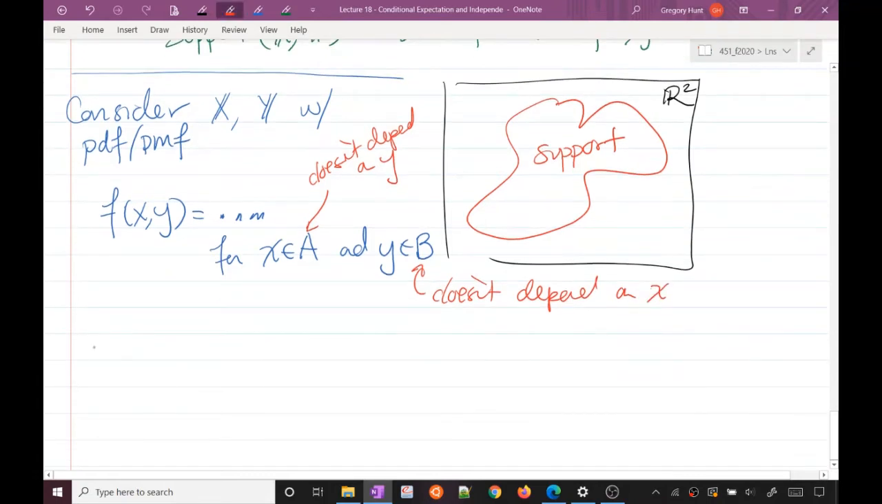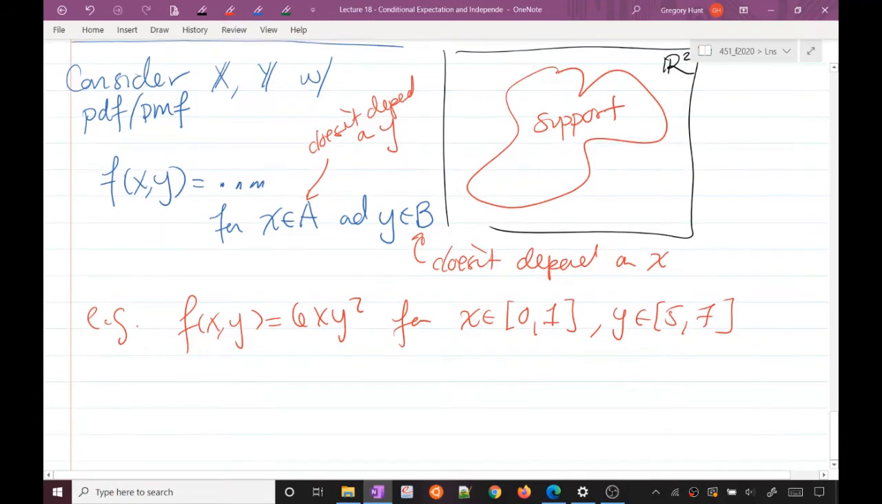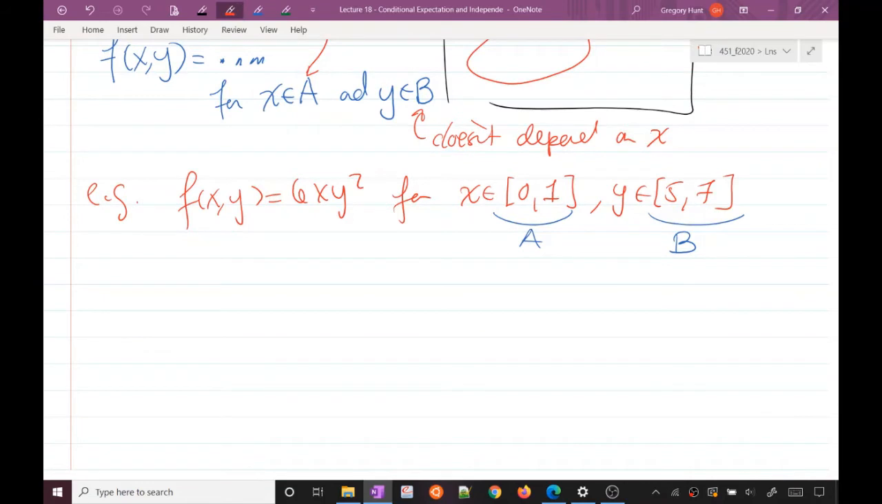So for example, f of xy is 6xy squared for x in 0 to 1 and y in 5 to 7. I don't know if that's a valid PMF, it's probably not a valid PMF or PDF. But the point is that you can write it as x is in some set A and y is in some set B.